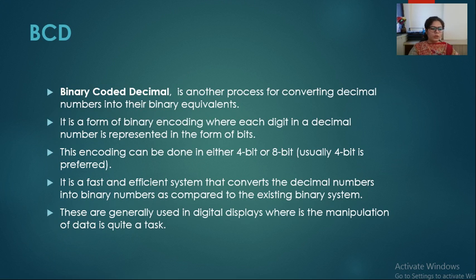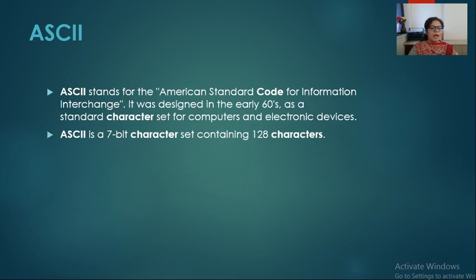After BCD code, the next code is ASCII code. ASCII code, this is a very important code. The full form of ASCII code is American Standard Code for Information Interchange. So students, this is a code which is used worldwide. Even every country is making use of this code nowadays, ASCII code.